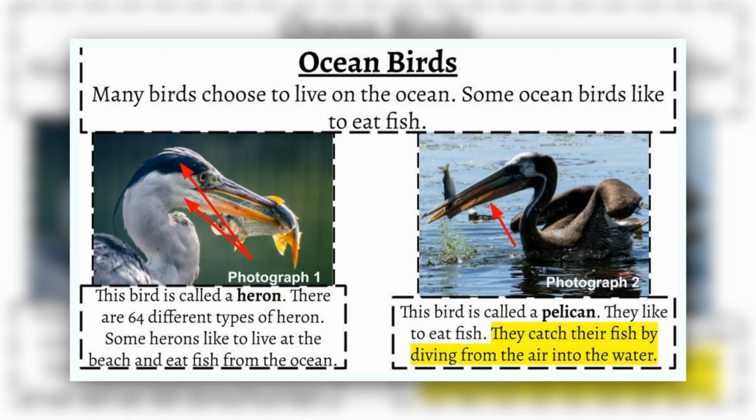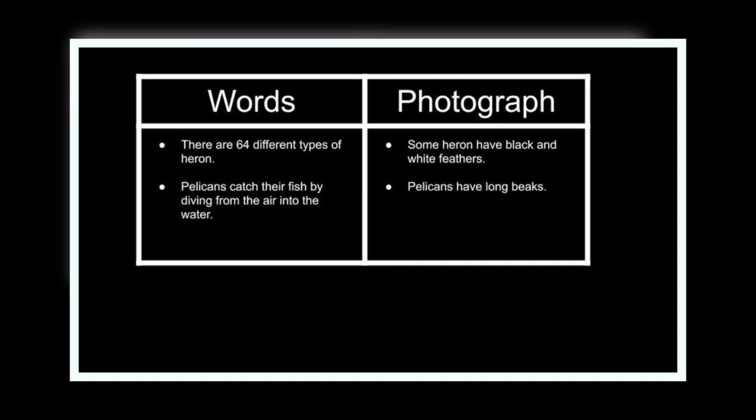Can you find another key idea about the pelican here in the author's words? That's right. Here, the author writes, they catch their fish by diving from the air into the water. Let's add that to our T-chart. Wow, we've collected a lot of details. Great work.